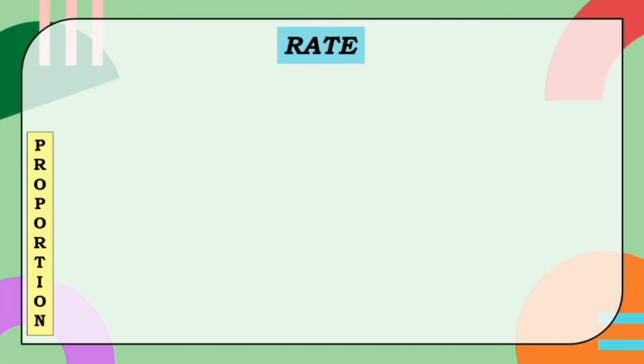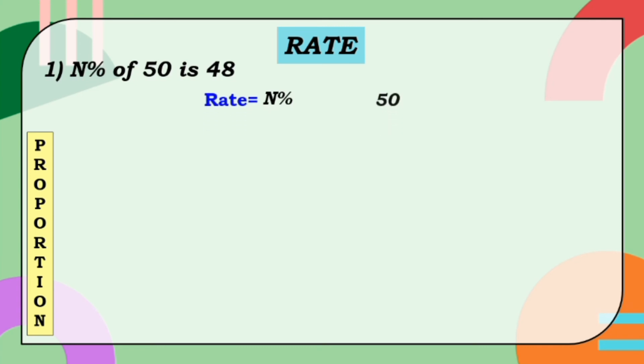Finding rate in a given problem using proportion. Number 1, n% of 50 is 48. What are given? N%, rate. 50, base, dahil meron siyang off. 48, percentage, dahil meron siyang is.